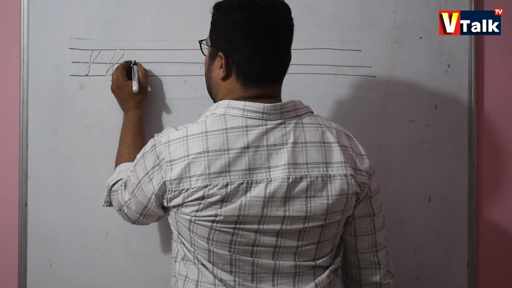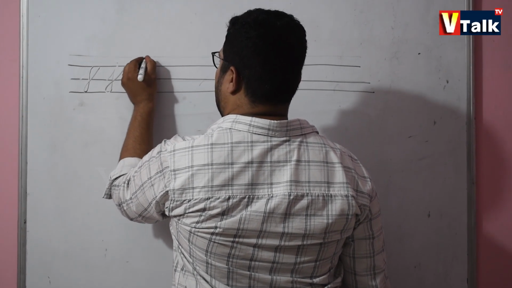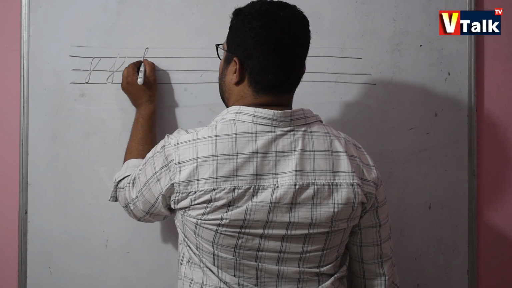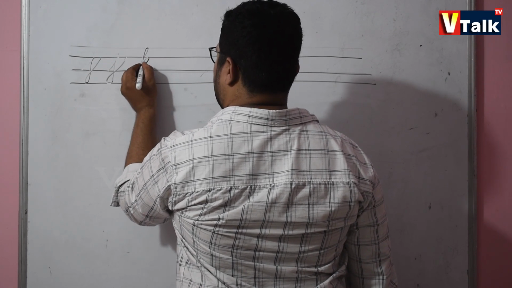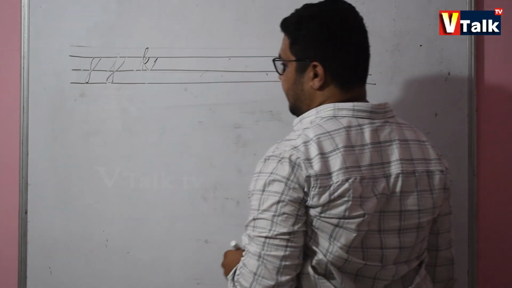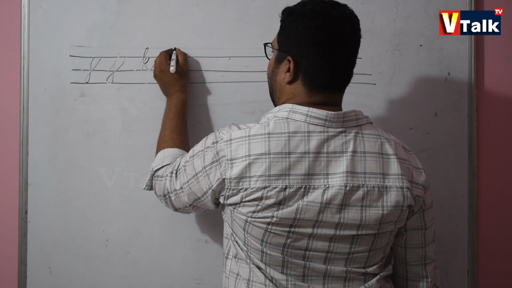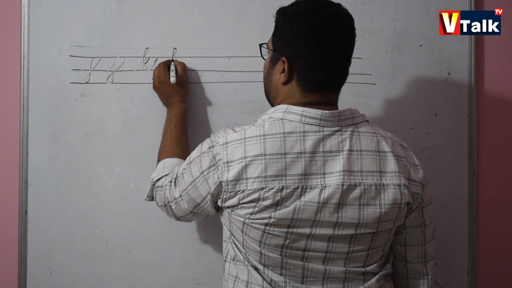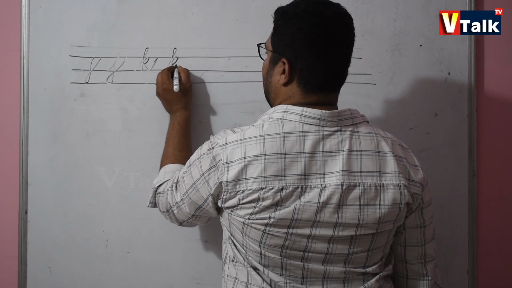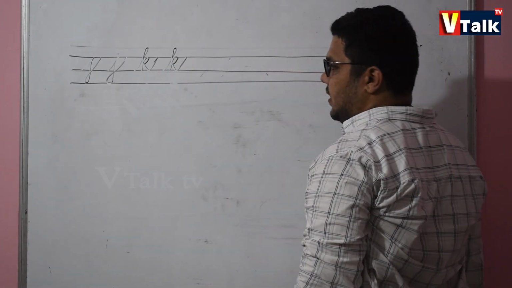Now the next letter is K. You should start here: ascender loop, a small oval-like, elliptical shape, slant stroke, and ending here. Once again, I am writing the ascender loop and a small elliptical-shaped curve, slant stroke, and it should end here.